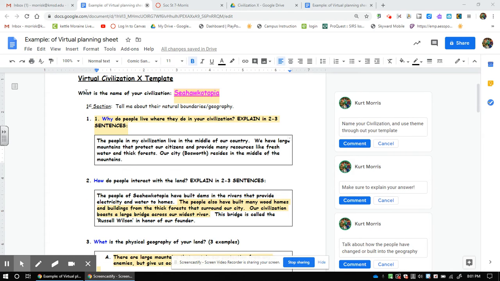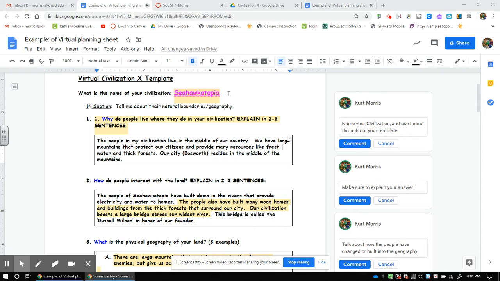Notice how I named it right away. What is the name of your civilization? I named it Seahawkotopia. So over here in my comment, I said, make sure you name your civilization and then use this theme throughout the whole template. And you will notice several places I bring up the Seahawks because my whole CivX is based on the Seahawk team. But I bring in other things as well.